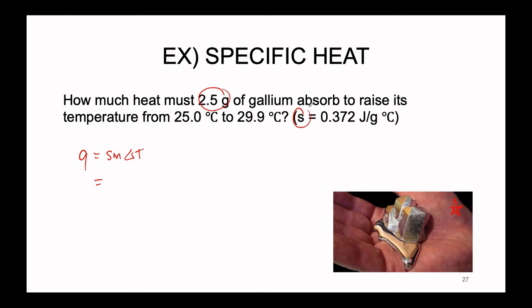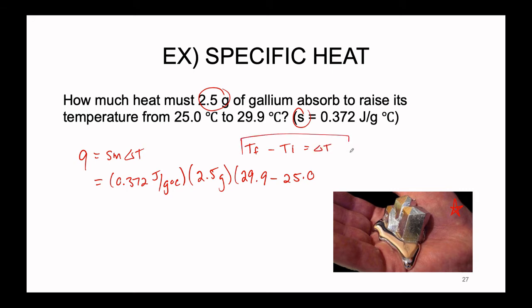All right, so Q is equal to SM delta T. We have an S, 0.372 joules per gram degree Celsius. We have a mass, 2.5 grams, and we have a change in temperature. Now, delta T, in much the same way we saw with our enthalpy of reaction in chapter 10, part 2, is always going to be final minus initial. So we're going to take our final temperature and subtract out our initial temperature, and this is always going to be delta T. Always, always, always, final minus initial.